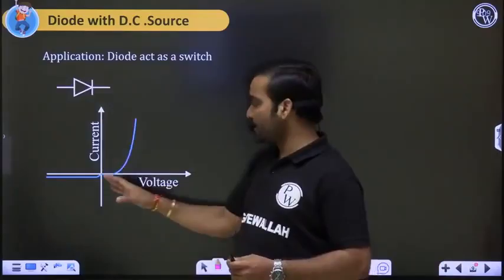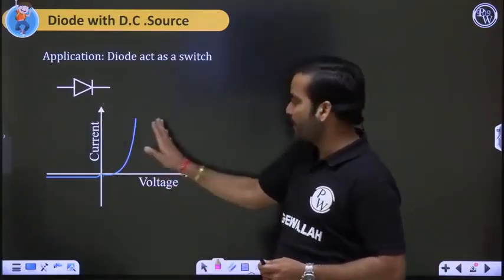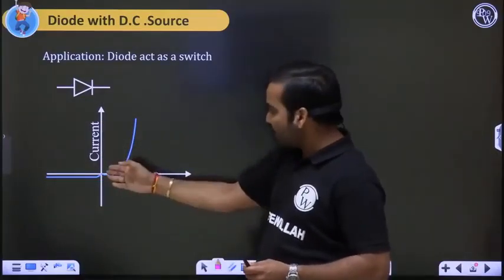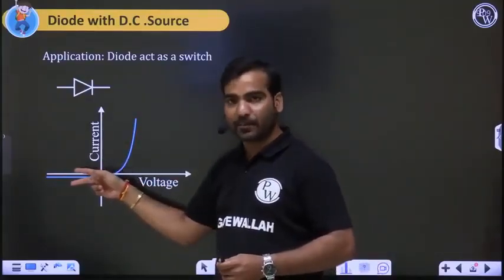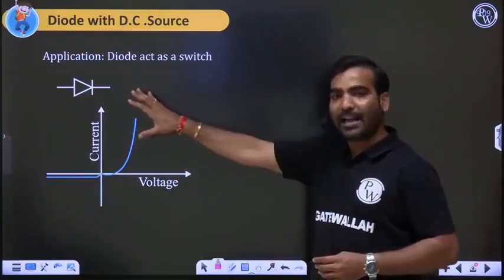If we draw characteristics between current and voltage, it is like that. In the forward bias, current is exponentially increasing, and in the reverse bias, current is very negligible. That's why this device can act as a switch.